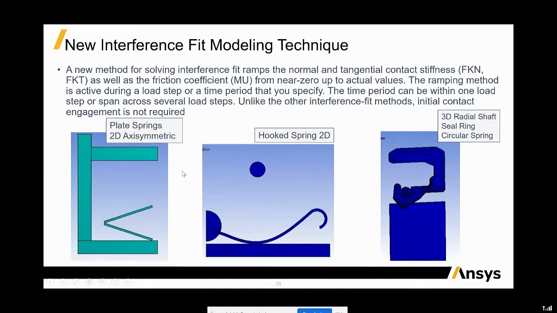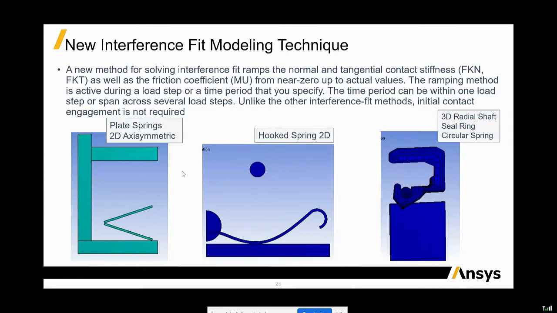So this is another thing to make contact more robust, and it's called the fit modeling technique. I'm trying to think of the best way to describe this. It's for modeling the normal and tangential stiffness and friction in a ramped way.